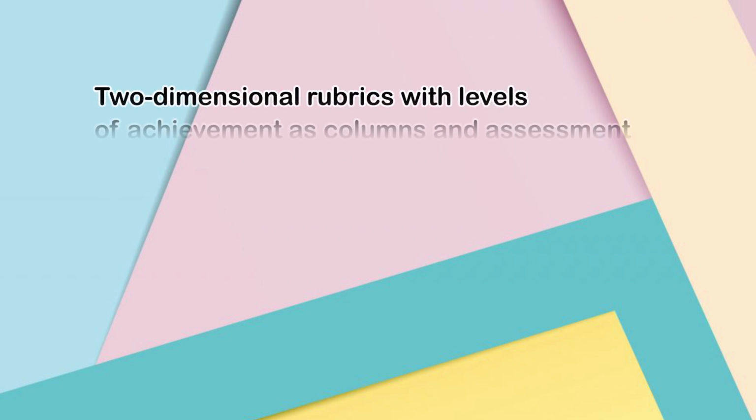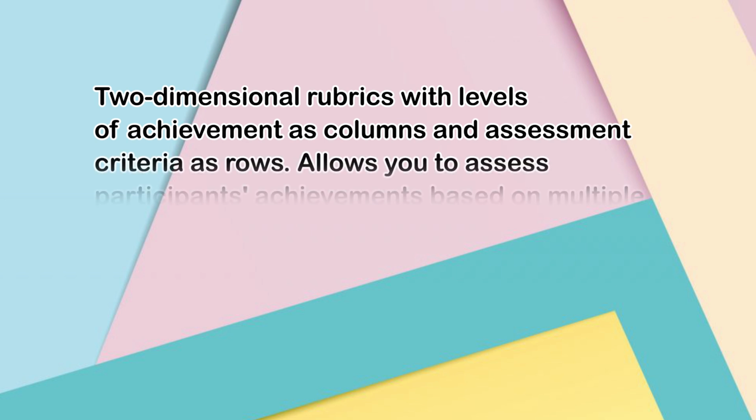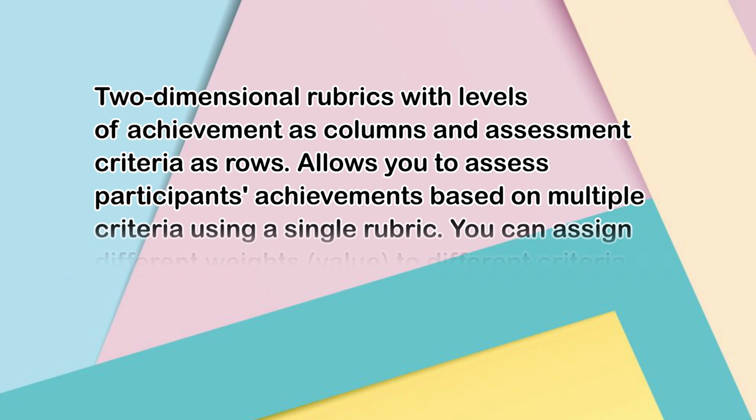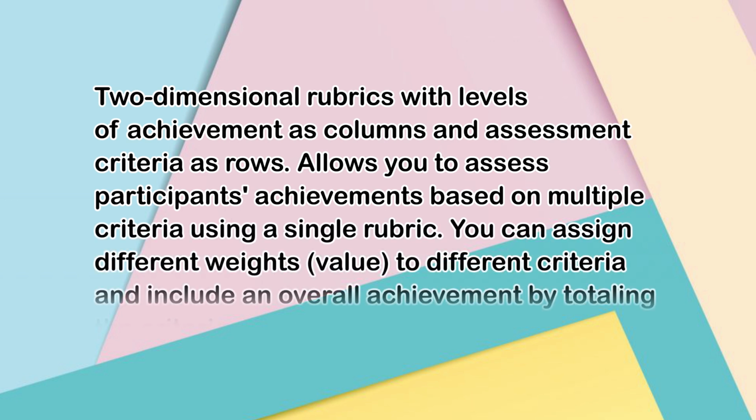Analytic Rubric. Analytic Rubric is a two-dimensional rubric with levels of achievement as columns and assessment criteria as rows. It allows you to assess participants' achievements based on multiple criteria using a single rubric. You can assign different weights or values to different criteria and include an overall achievement by totaling the criteria.